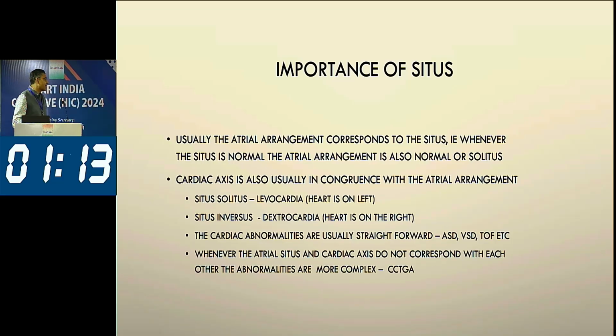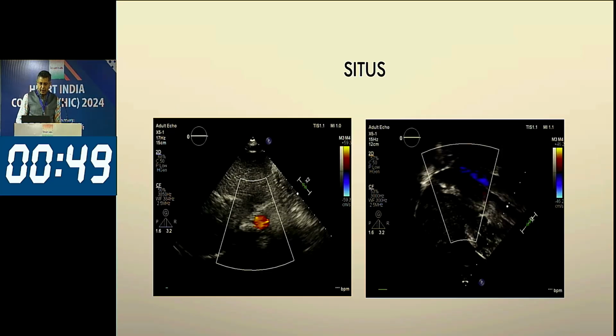But whenever the situs and the cardiac axis do not correspond with each other, usually there will be complex kinds of abnormalities such as CCTGAs, unbalanced AVSDs, etc. So these are the important factors. When one starts looking at situs, one has to see whether this is situs inversus or situs solitus, and this will tell what kind of arrangement I am going to see in the body.